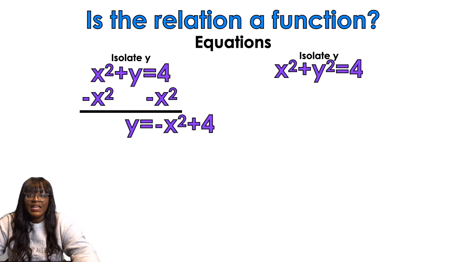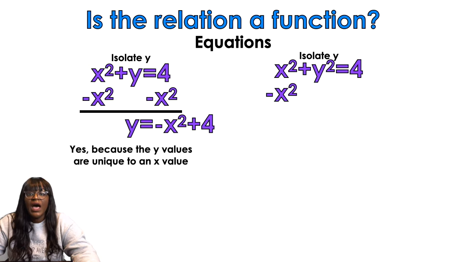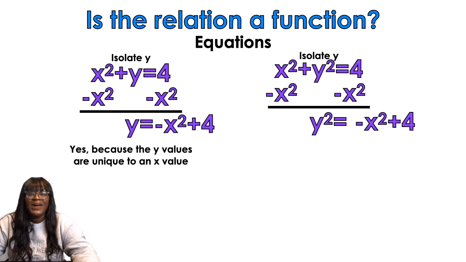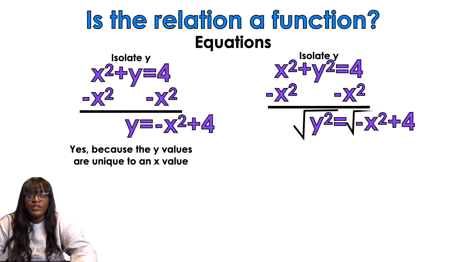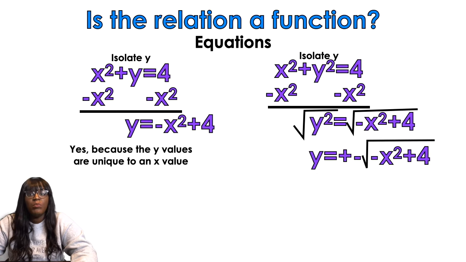So let's look at the second one, though. Notice that the equation is x squared plus y squared equals 4. I'm going to subtract x squared from both sides. Now I need to get y by itself. How do I do that? How do I get rid of that little squared? Well, I have to square root it, right, to cancel it out. And remember, when you square root something, you always get a plus and a minus in your answer.